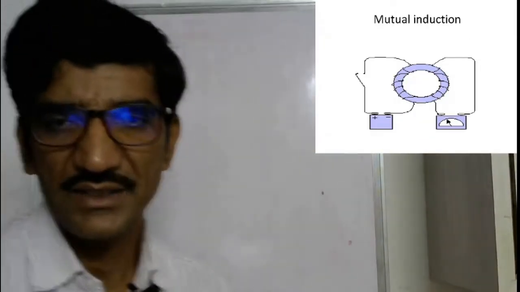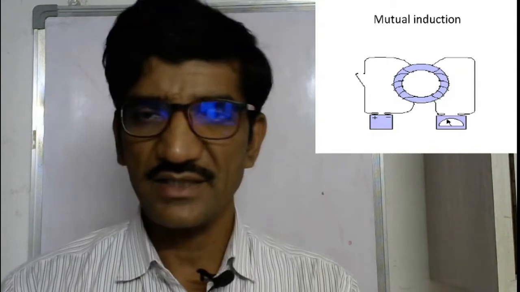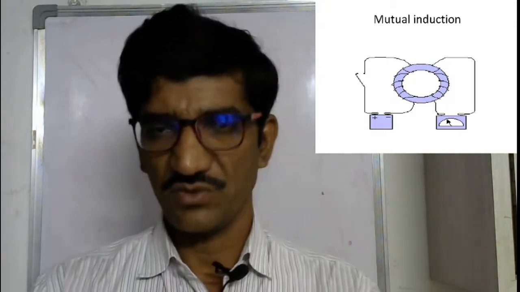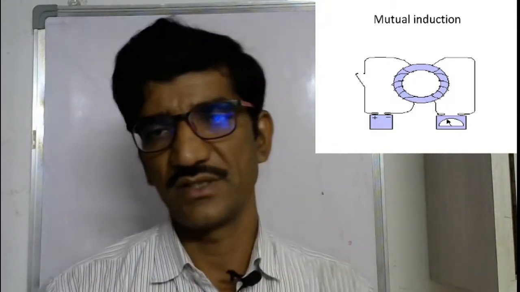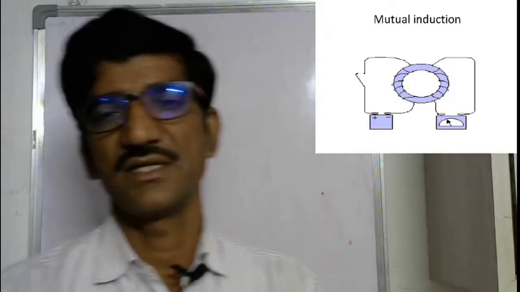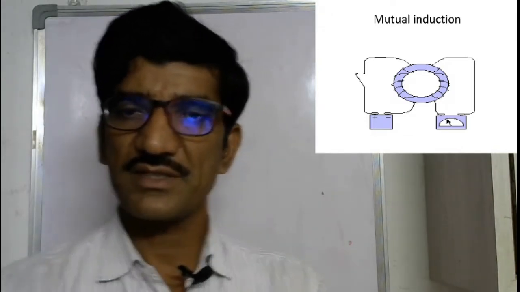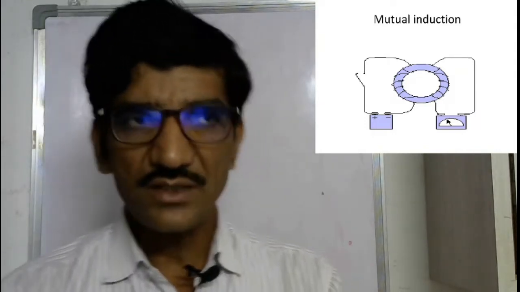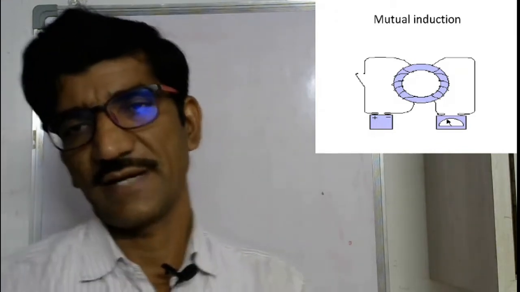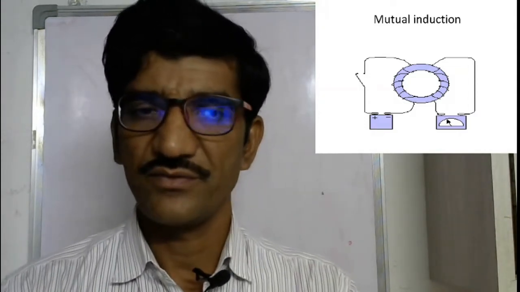Now you can see the slide. We are connecting a coil to the battery, and we are connecting another coil to the ammeter. Here there is a core between these two coils. Of course, it is not always necessary to keep a common core between these two coils. Now whenever you close the switch and open the switch, what happens? Variable current flows through the first coil.